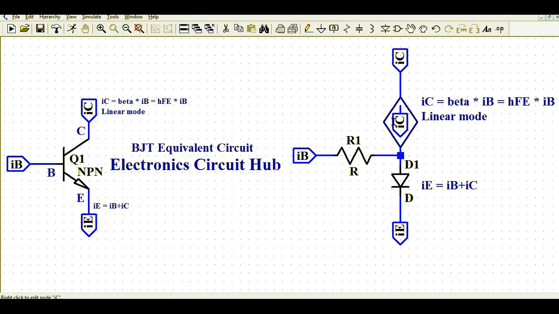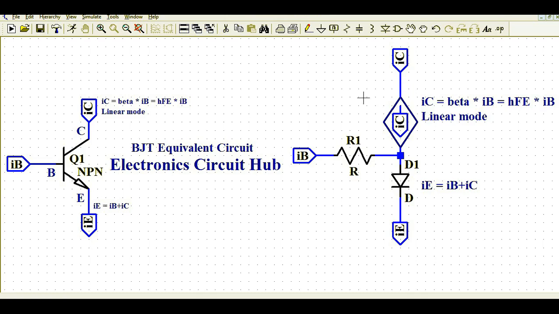So this is the equivalent circuit of NPN transistor, you see. This box is a controlled current source. That means it is a current controlled current source. This IC current is being controlled by the base current. And in the linear mode, IC equals beta times IB or HFE times IB. So IC is basically a controlled current source, or you can say current controlled current source.